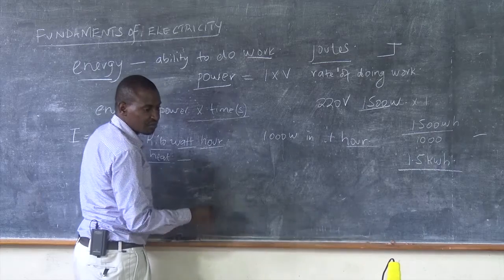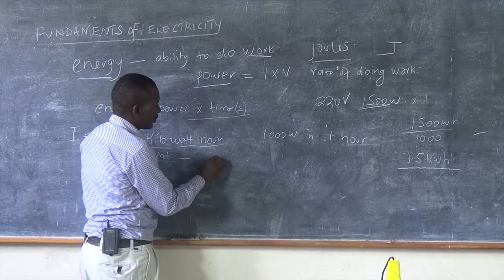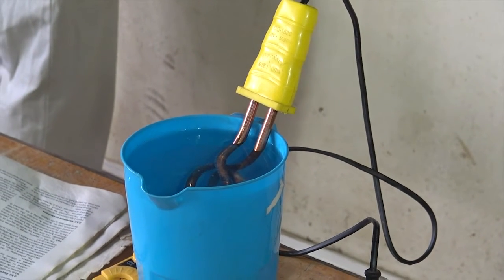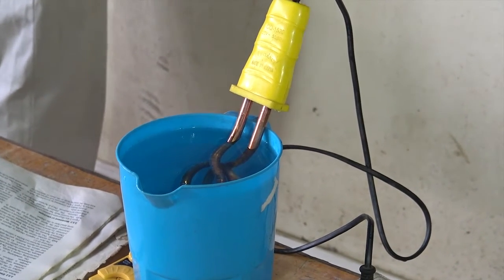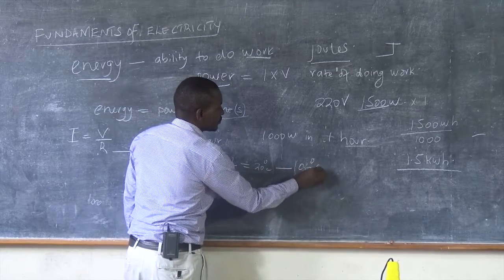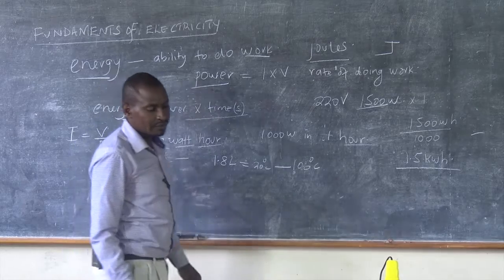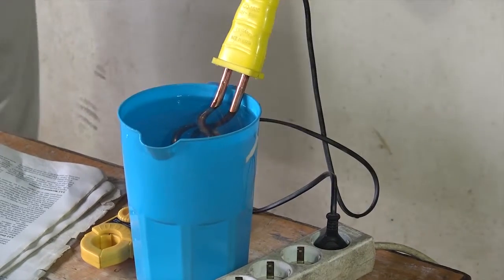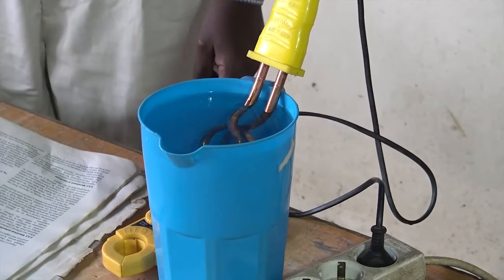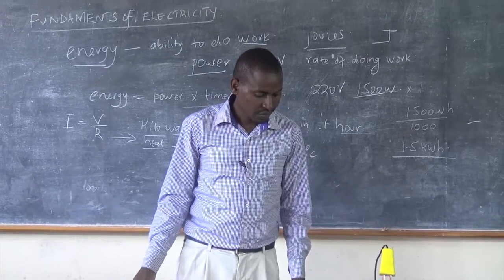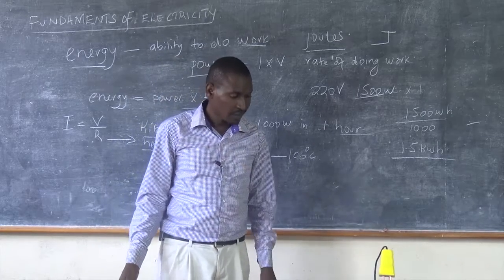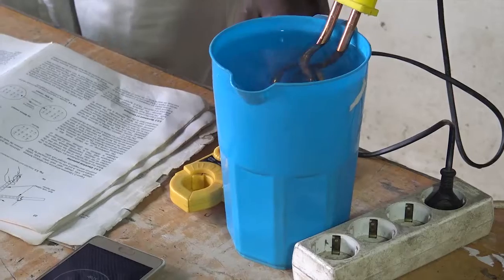Our water is about 1.8 liters at 20 degrees, and we want to raise this to maybe 100 degrees. We want to see how much time. The time that we have used now goes to around 2 minutes. It's around 2 minutes. It's quite hot.